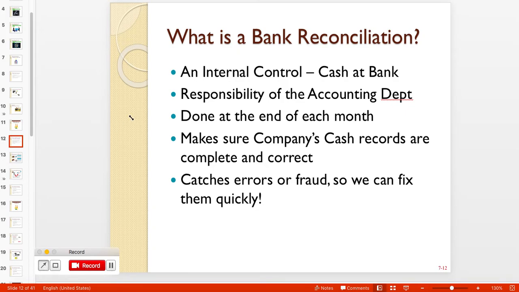Bank reconciliations are done at the end of every month. The purpose of them is to make sure that the company's cash records are complete and correct, that we're not missing anything, that we didn't make any errors. This type of internal control is helpful because it also helps to catch any errors or fraud so we can fix them quickly. And I'll show you how that works throughout the course of this lecture.